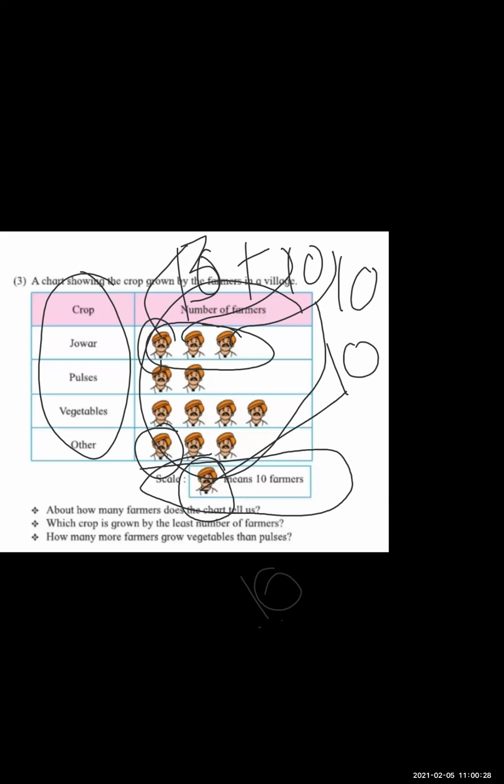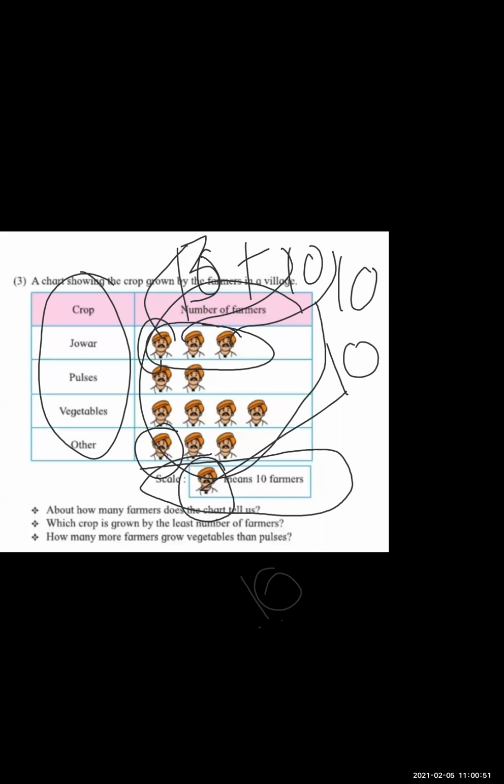Okay. If suppose one question I'm going to ask you, in the vegetables column, total how many farmers are there? So tell me what is the answer? In the vegetable column, tell me total how many farmers are there?